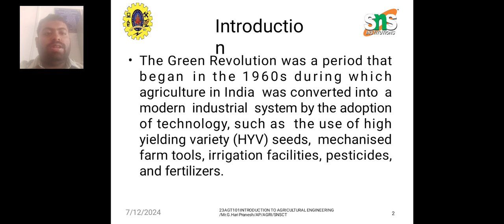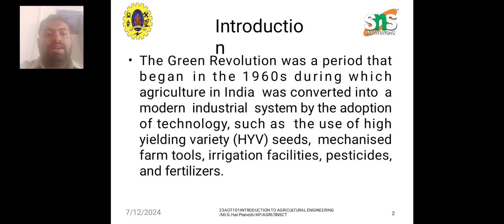Introduction. What is the green revolution? It was the period that began in the 1960s, during which agriculture in India was converted into a modern industrial system by the adoption of technology such as the use of high yielding variety (HYV) seeds, mechanized farm tools, irrigation facilities, pesticides, and fertilizers.